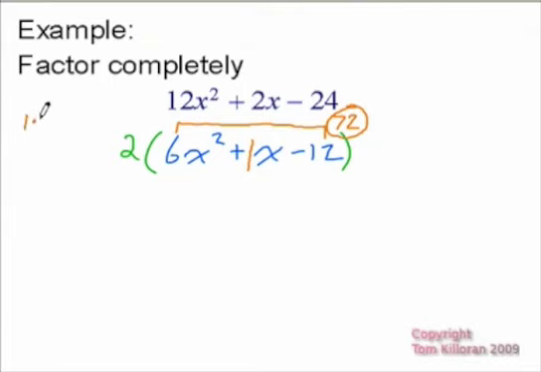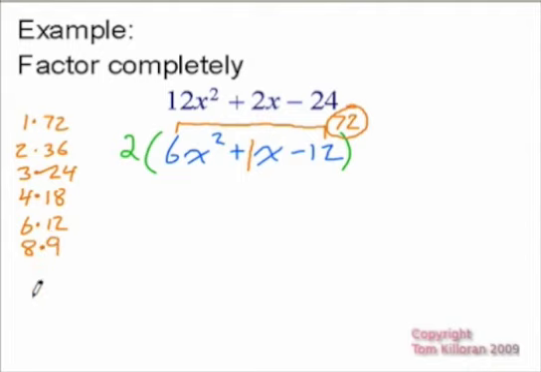So 72 could be 1 and 72. Well, obviously that one doesn't subtract up to 1. 2 and 36. 3 and 24, oops, 4 and 18, 6 and 12 would be the next one. And then finally we're going to get up to 8, and its factor would be 9.